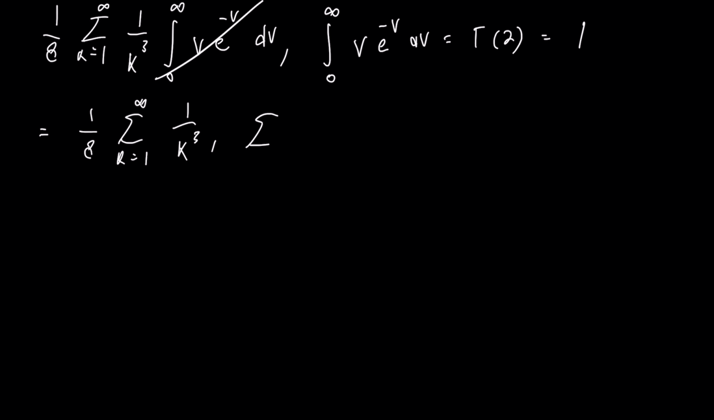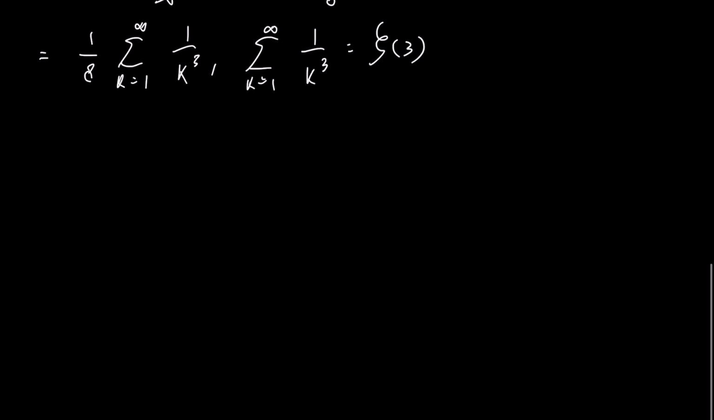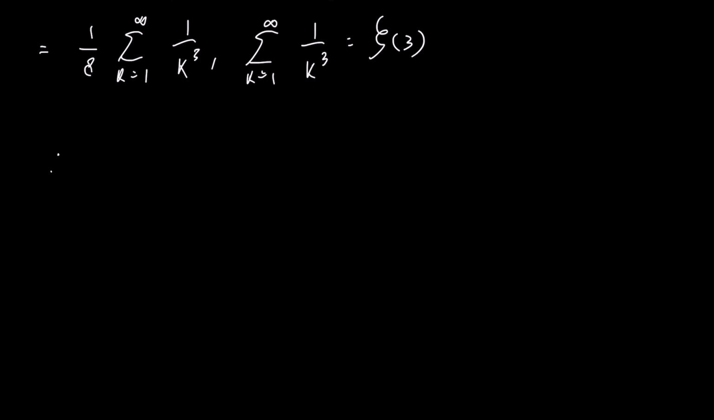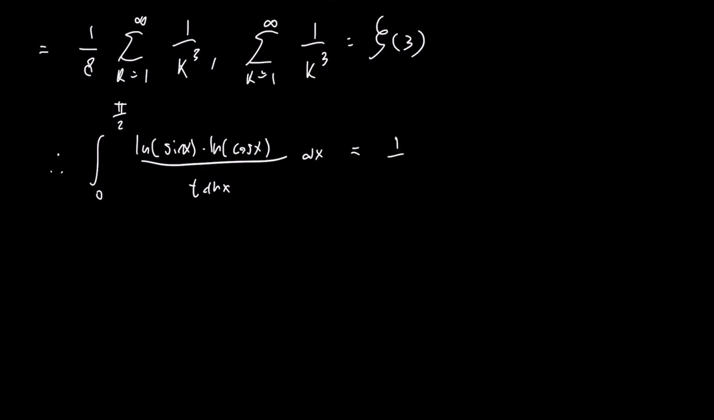We know that the sum from 1 to infinity of 1 over k cubed is just the zeta function at 3. So that means that now we could say that therefore the integral from 0 to pi over 2 of the natural log of the sine of x times the natural log of the cosine of x divided by the tangent of x dx is equal to 1 over 8 times zeta 3. And so that is the final result.